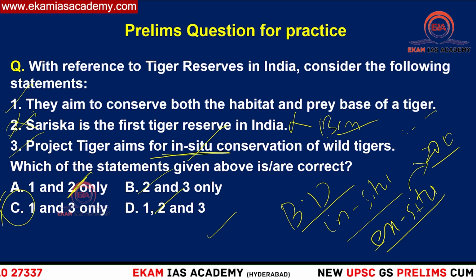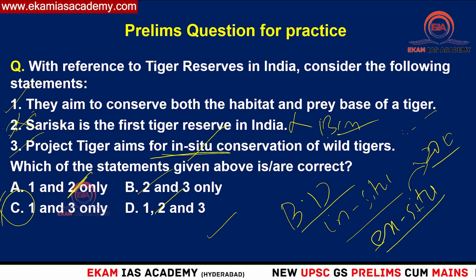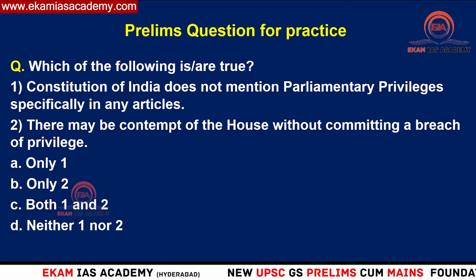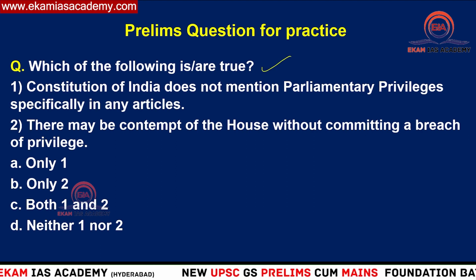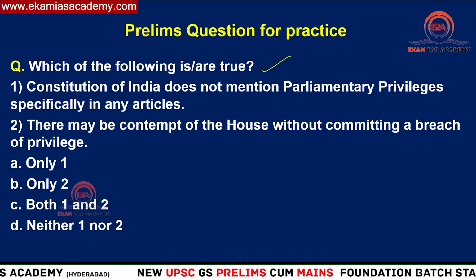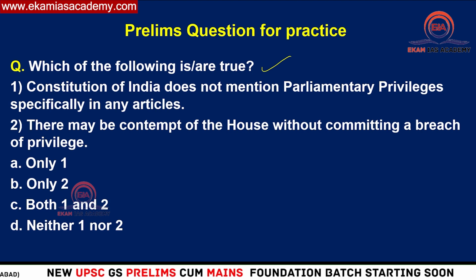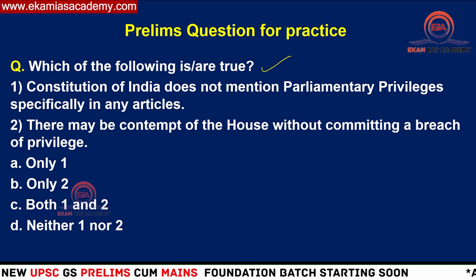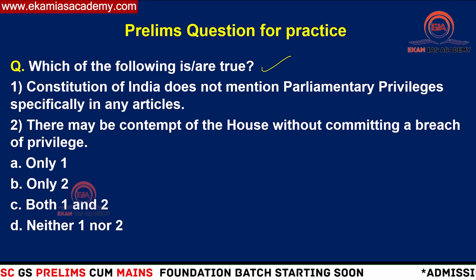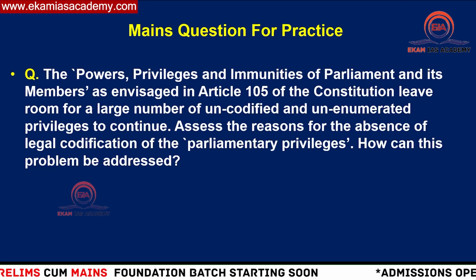Now, as we have come to the end of the video, let's see the practice question given on today's topic. Which of the following is or are true? First, the Constitution of India does not mention parliamentary privileges specifically in any article. Second, there may be contempt of the House without committing a breach of privilege. Among the given options, choose which one is true and answer in the comment section.